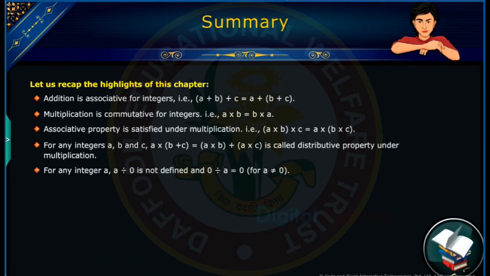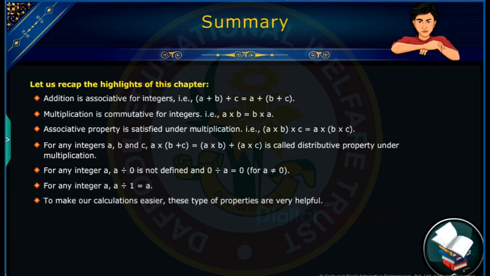That is, a into b is equal to 0 for a not equal to 0. For any integer, a by 1 is equal to a. To make our calculations easier, these types of properties are very helpful. Let us list out formulas involved in this chapter.